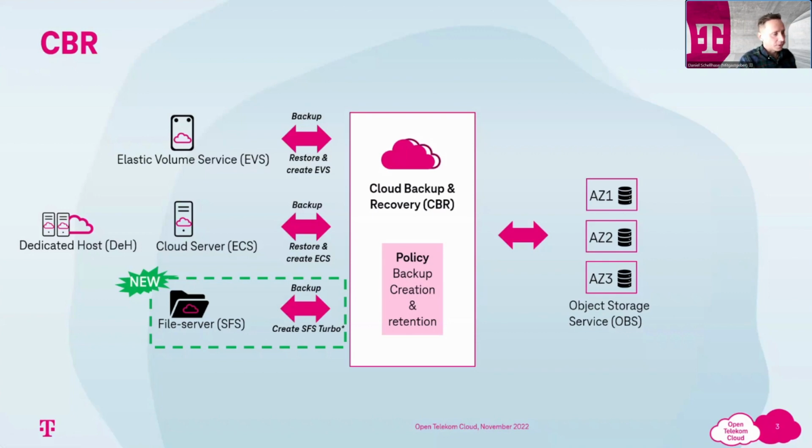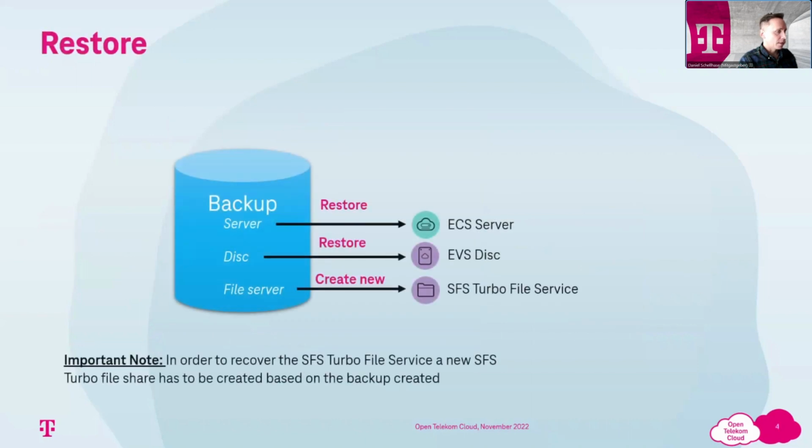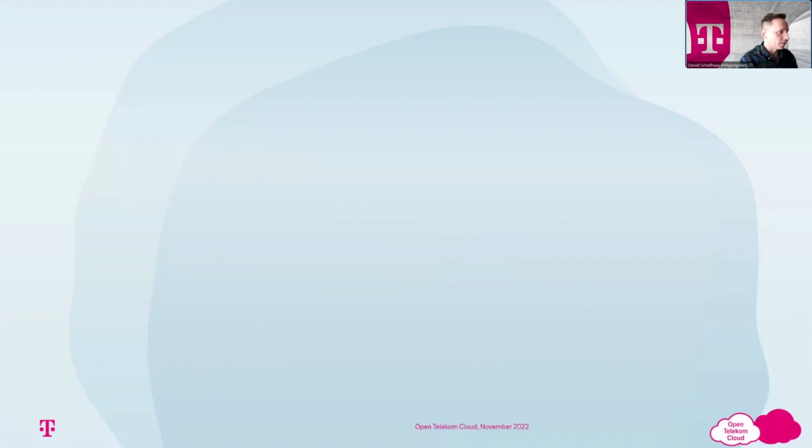So please keep this in mind when we are talking about the backup functionality, which we have now implemented into SFS Turbo. You see here, restore is of course given for the ECS and EVS disk, but in the case of the SFS Turbo file service, you can only create a new share. Please always keep this in mind. It's documented on all the websites, in all documentations. Therefore, I just wanted to highlight this here.